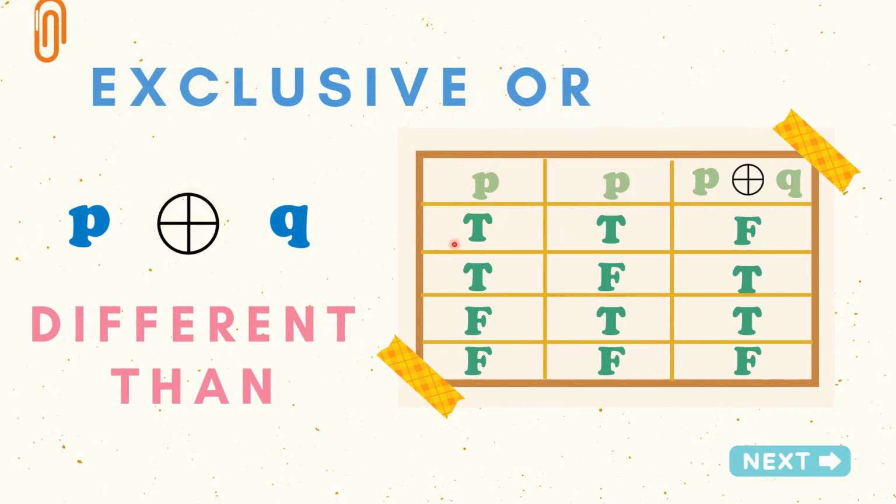Next, exclusive or. P and the sign Q, different, which means different than. And this is the truth table, which means it will be true when either P or Q is true, and false when both are true or both are false.